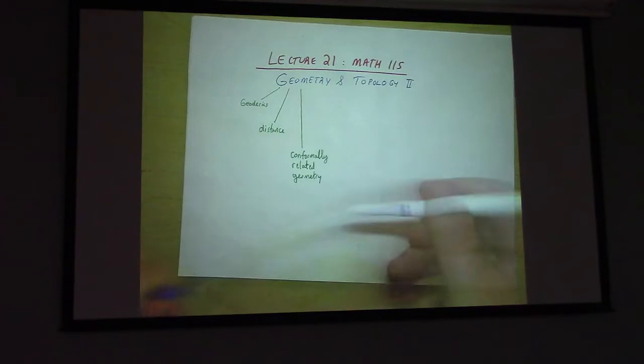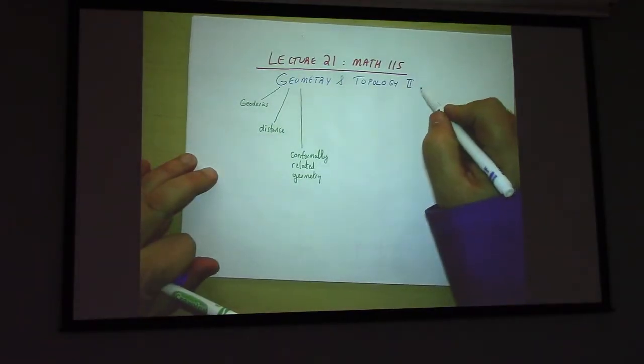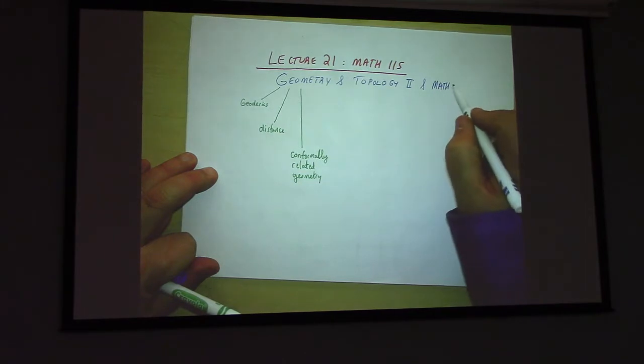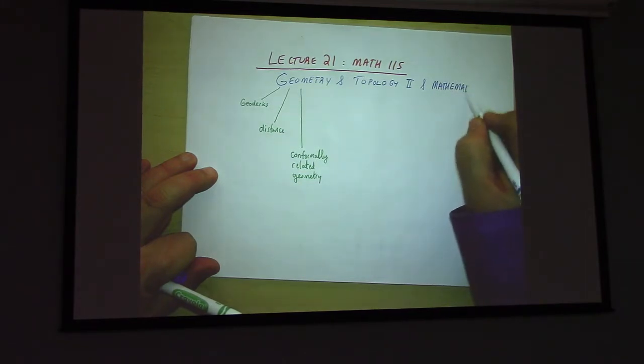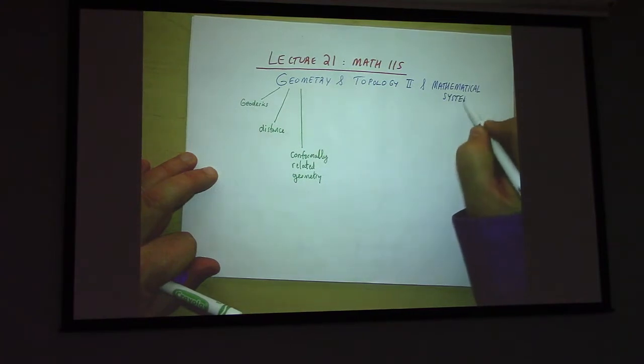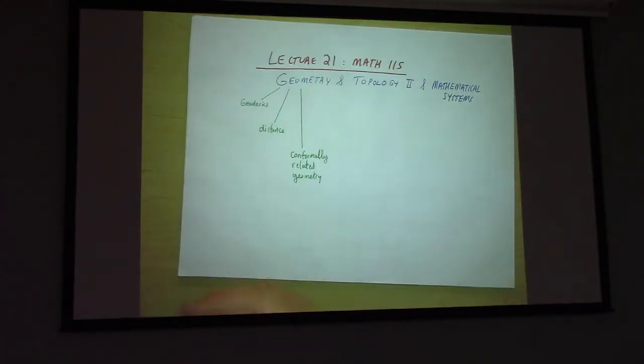Geometry, topology 2, and mathematical systems. Mathematical systems is going to be a kind of shorter discussion. All right, so let's start with the geodesic. What is a geodesic? Just to recap last time, what did we learn? What was the big thing we learned?